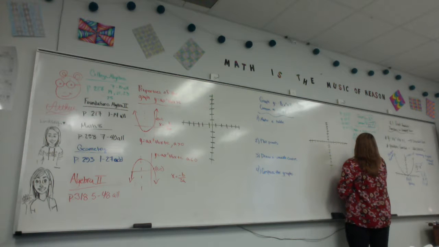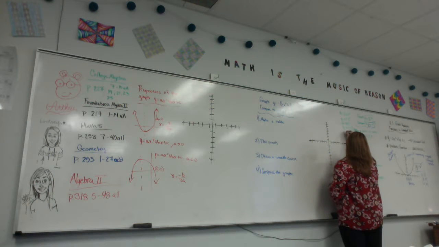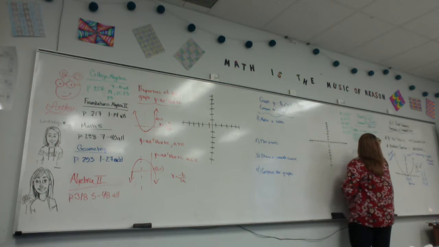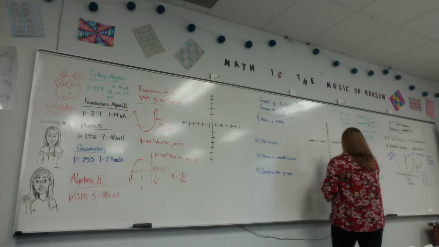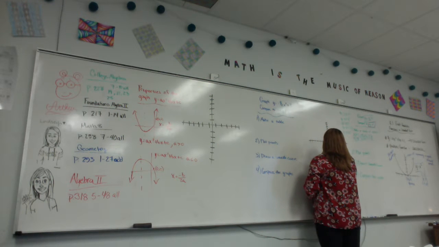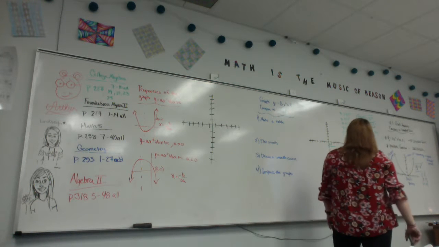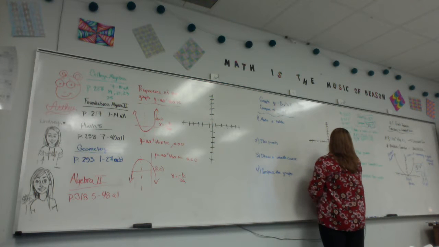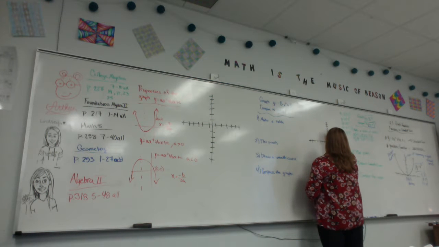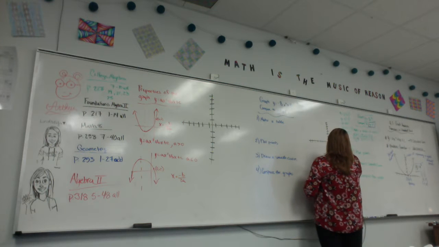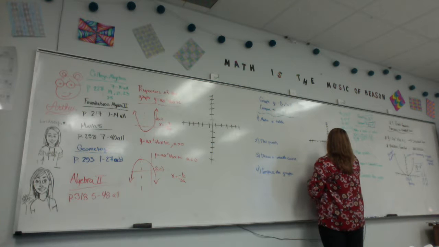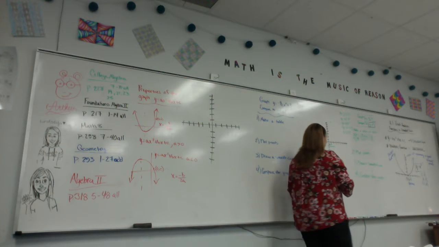If I plug in a 1, what do I get out? Okay, you see how this is mirroring right here? And so what do you get if you plug in a 2? 8. Because it's going to mirror this side. So that means that 0, 0 is my what? Vertex. Good. So I'm going to graph 0, 0. That's my vertex. I want to label it. Then I'm going to graph -2, 8, and then 2, 8. And then I'm graphing 1, 2 and -1, 2.